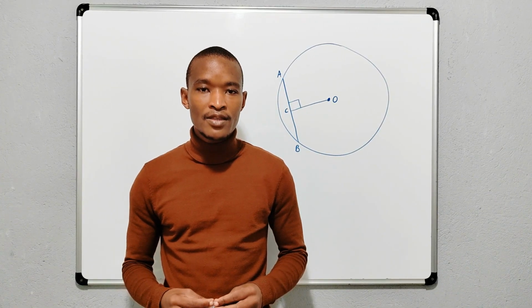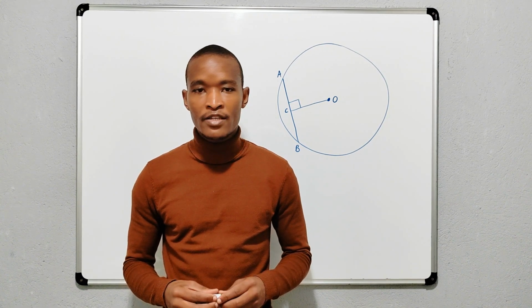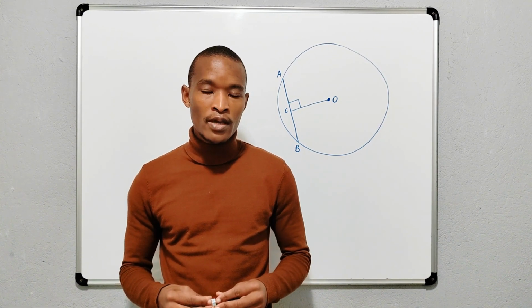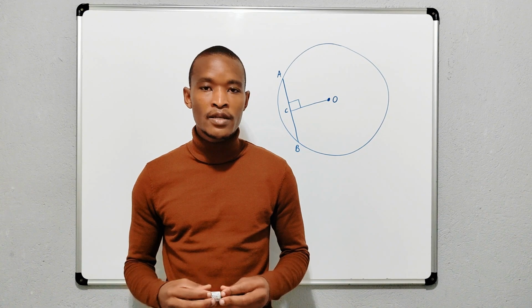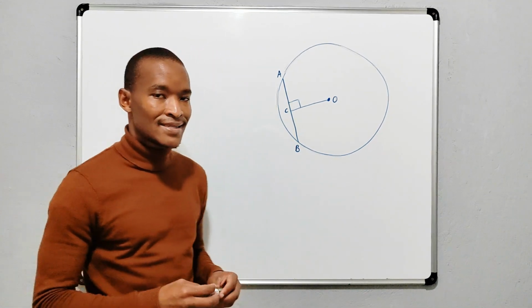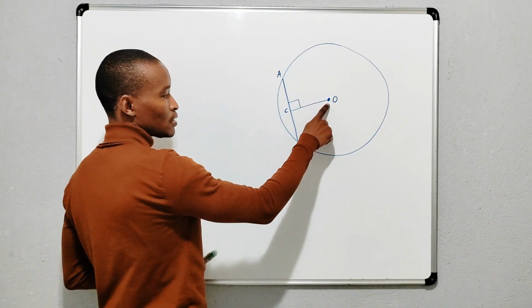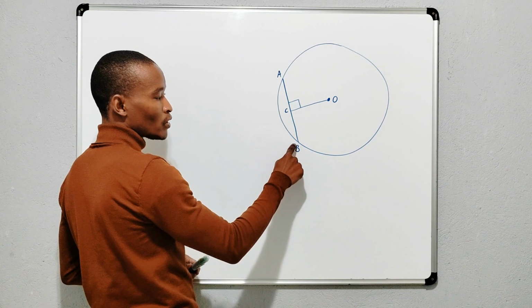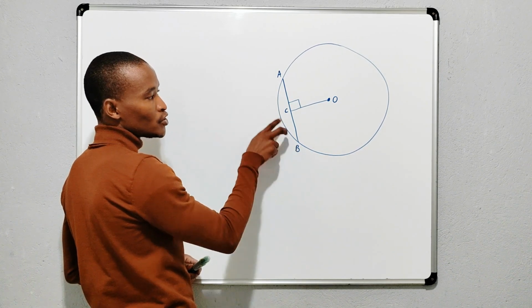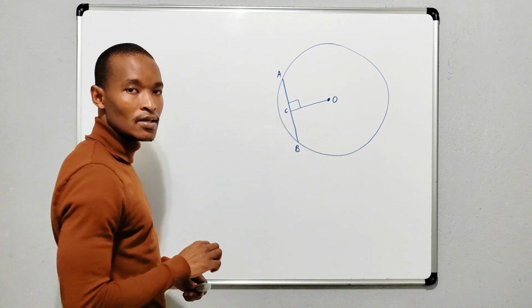Okay, this theorem is about drawing a line from the center of the circle that is perpendicular to a chord, and the intention now becomes, how can we prove that this line bisects the chord? In other words, this line OC from the center is perpendicular to the chord AB. We need to show or prove that AC is equal to CB.